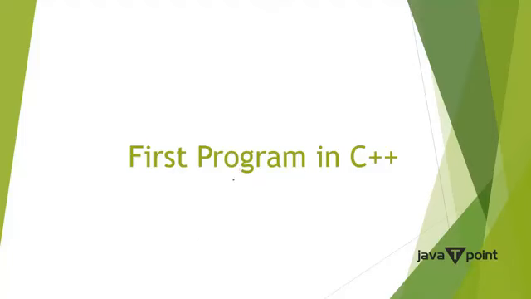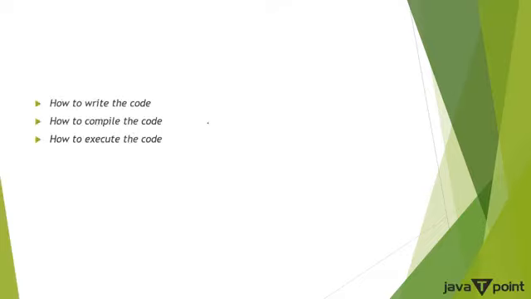For today's topic of discussion is first program in C++. This is a very important topic actually, or we can say this is the first step to learn C++ programming. So let's begin. In this video, we are going to cover these three topics. First is how to write the code. Second is how to compile the code. And third is how to execute the code.